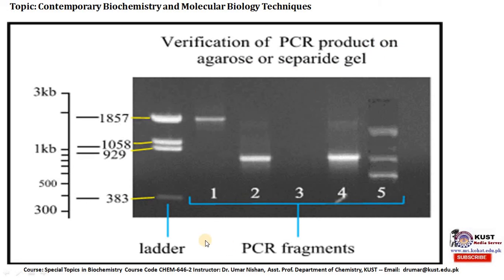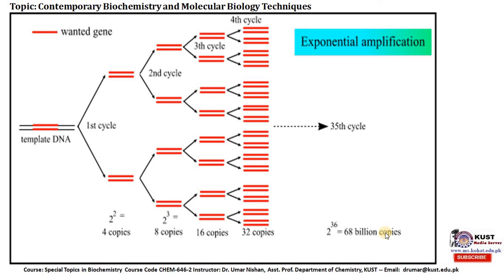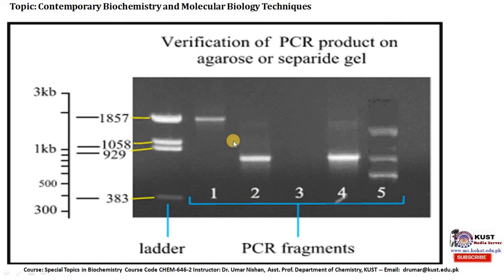So these are different PCR fragments. How this gel is prepared, how the reaction is done, and how the gel is run, I will talk about in a separate lecture, but hopefully you get the idea that once the process of PCR is done, so many copies are produced, and the product of the PCR is visualized by the help of gel electrophoresis.